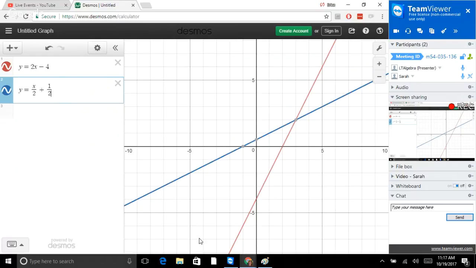Okay, so my red line is the first one. The blue line is my Christmas line, my green one, right? And when I graph them, I see that they intersect right here at 3 and 2.